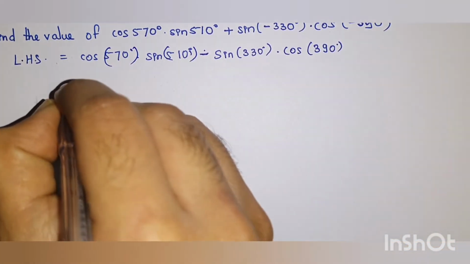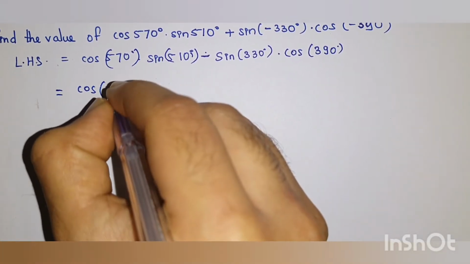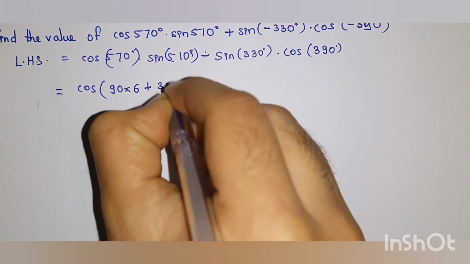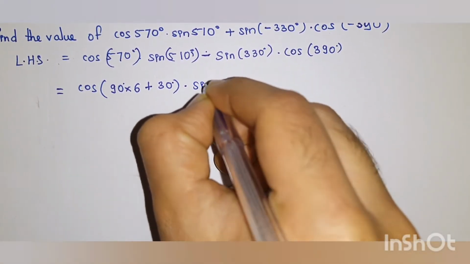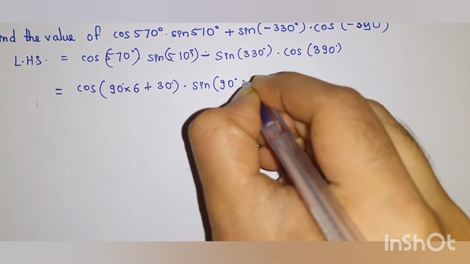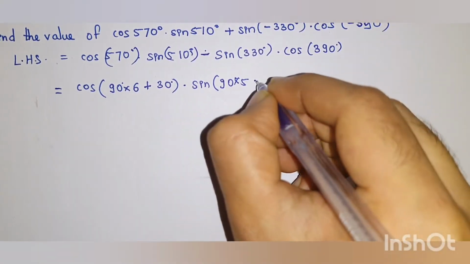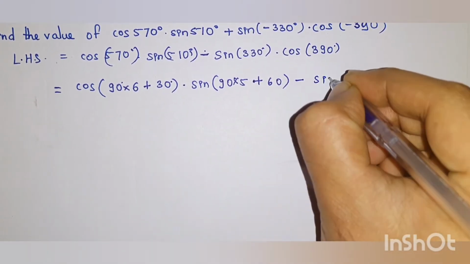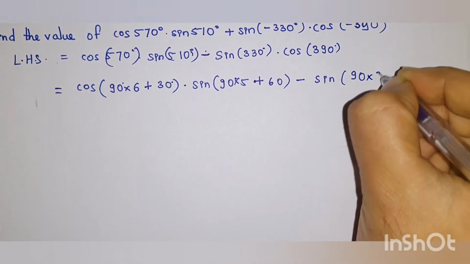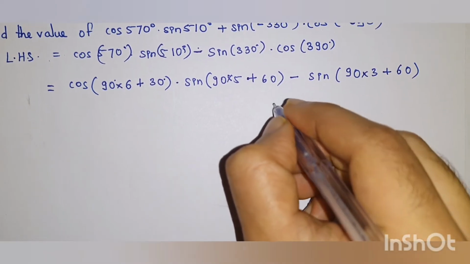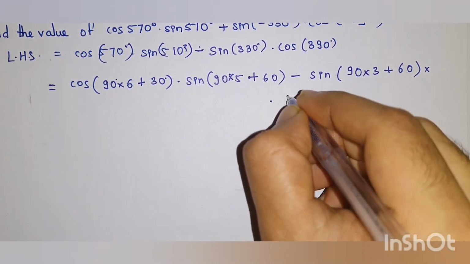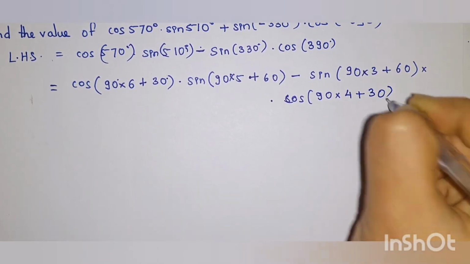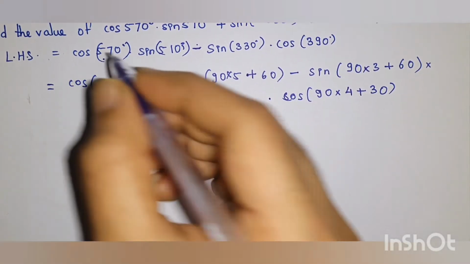Now this 570 can be written as cos of 90 degrees into 6 times plus 30 degrees, and sine of 510 degrees can be written as 90 into 5 plus 60, minus sine of 90 into 3 plus 60, and this into cos of 90 into 4 plus 30. See, after multiplying and adding you will get the same value.